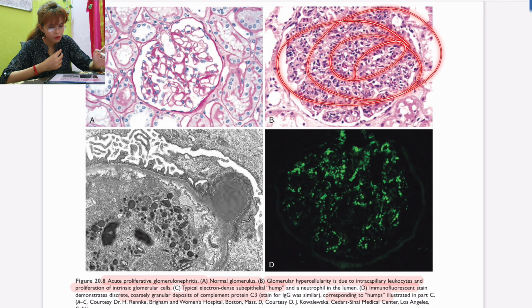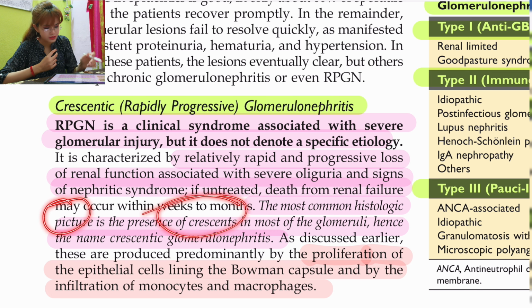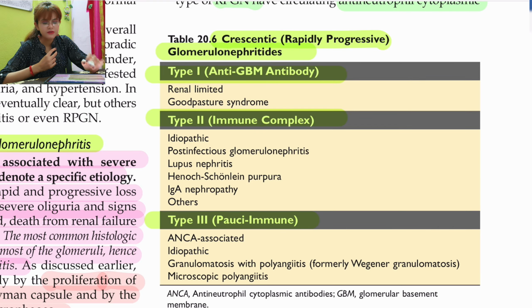Now coming to crescentic GN or RPGN, it is basically associated with a severe glomerular injury. The most common histologic picture is formation of crescents. What are the different types of this RPGN? RPGN is basically equal to crescentic glomerulonephritis. Now, please understand that there is type 1, type 2 and type 3.